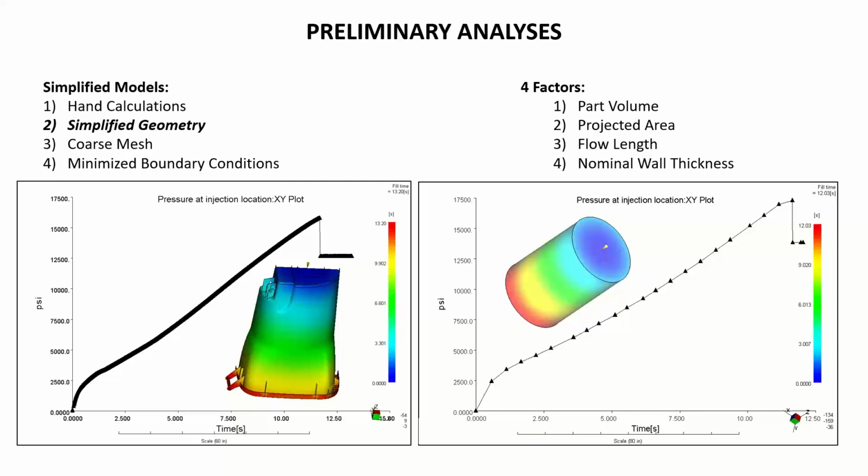But I get almost exactly the same pressure to fill and clamp force because I have the same projected area, the same volume, the same nominal wall thickness, and the same flow length. Because I have those four things all the same, I get the same mathematical behavior. And the whole point of analysis is I need a model that behaves mathematically like the thing I'm trying to simulate.